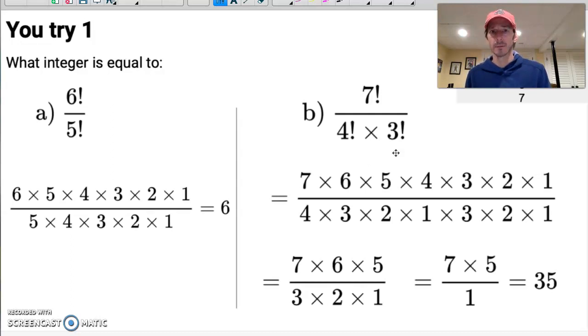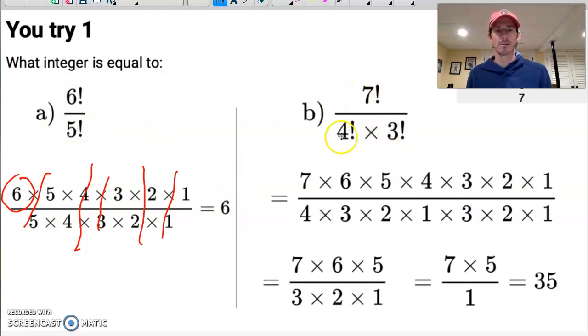And again, I'm going to switch to red up here, because these 5s cancel, 4s cancel, 3s cancel, 2s cancel, 1s cancel. All that's left is 6. So if they just differ by 1, interesting. And notice that these two numbers actually add up to 7.